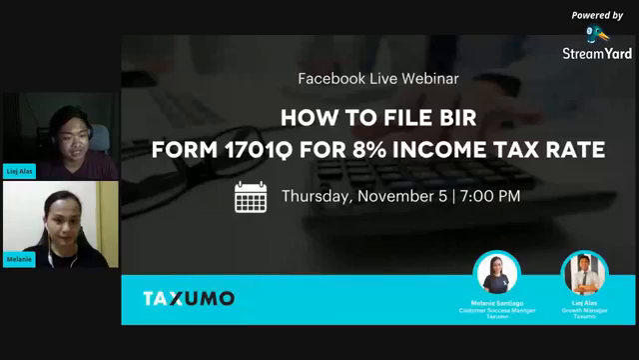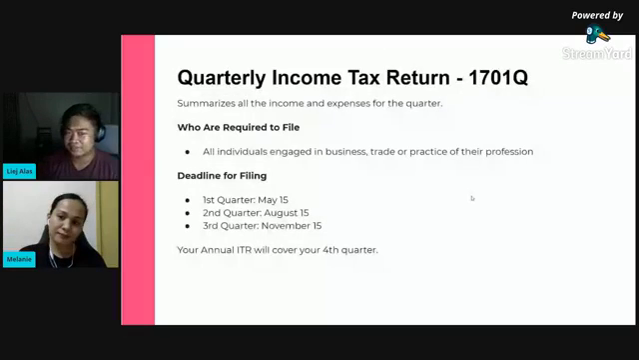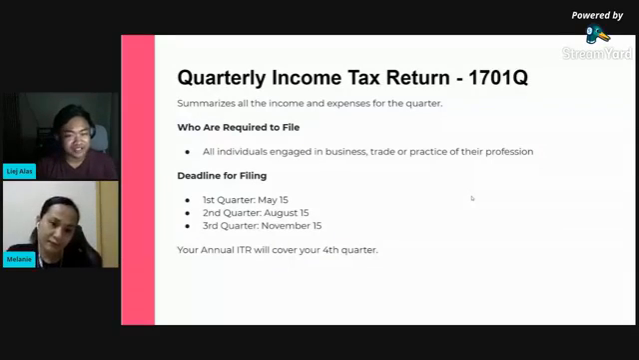I'll begin with a short primer naman. It's a short discussion lang on 1701Q. So what is Form 1701Q? It basically summarizes all the income and expenses you have for the quarter. And who is required to file? It's all individuals engaged in business, trade, or practice of profession.